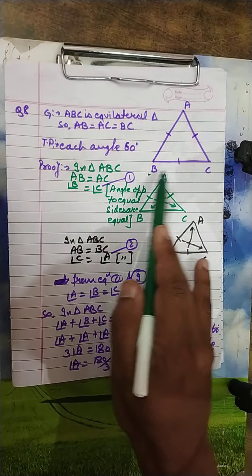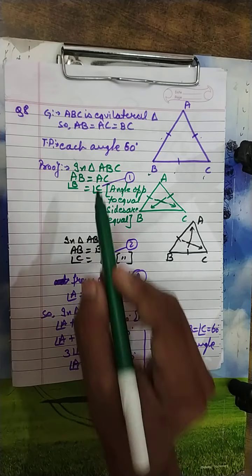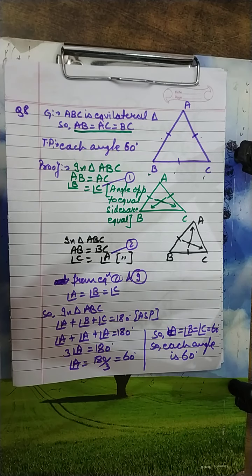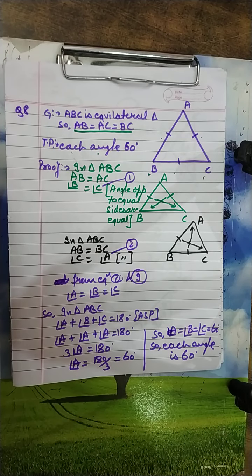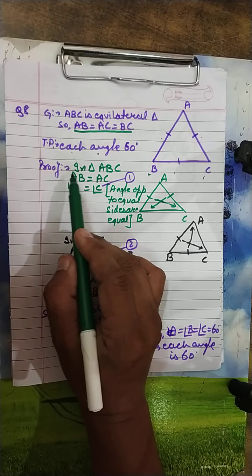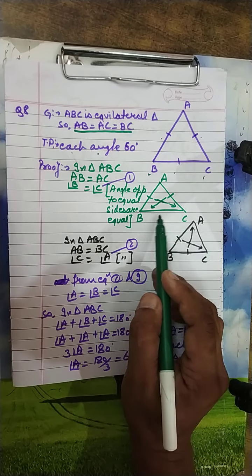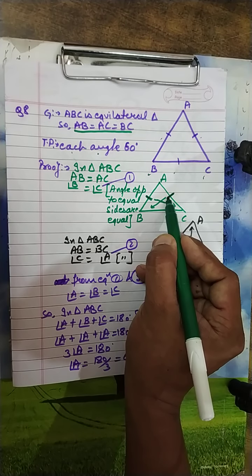Now ABC is an equilateral triangle. It means all the sides are equal. It means we are given AB equals AC equals BC. Now what we have to prove? Each angle is 60 degrees. In triangle ABC constructed here, first of all talk about AB equals AC.